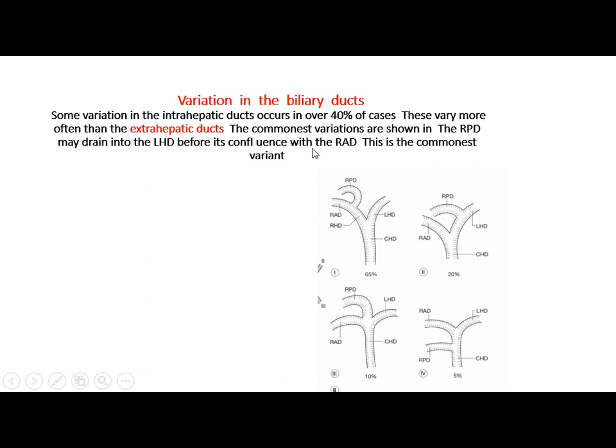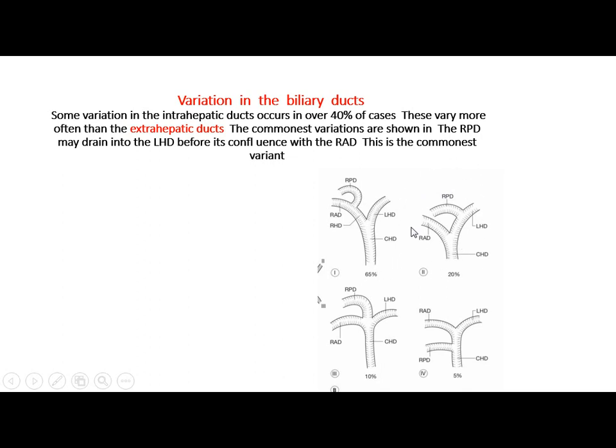The commonest variation is shown, where the right posterior duct may drain to the left, not to the right, before it confluences with the right anterior duct. This is the commonest variation.